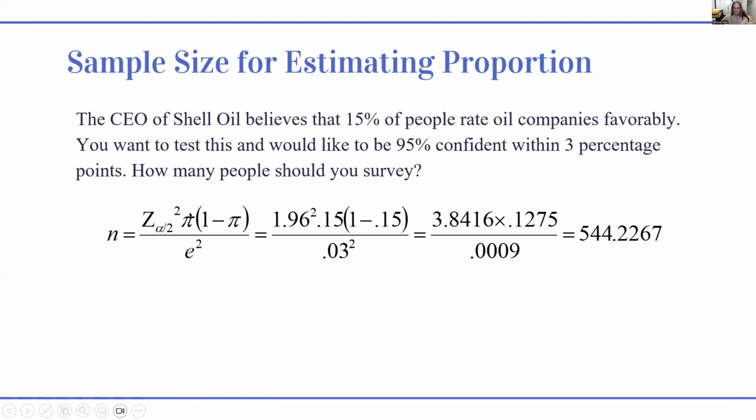So let's put that in the old machine. Again, 95% confidence, that's this z squared. 15%, here's your statistic of interest. So 0.15 times 1 minus 0.15, and then divided by the margin of error, 3 percentage points, that's 0.03 squared. And that gives you 544, or you probably always want to round up. So that's 545 people you want to sample.